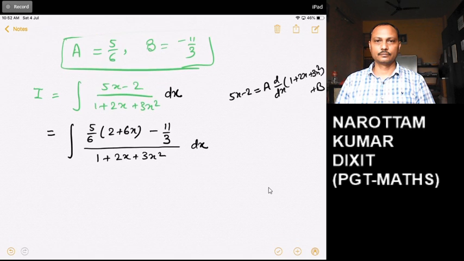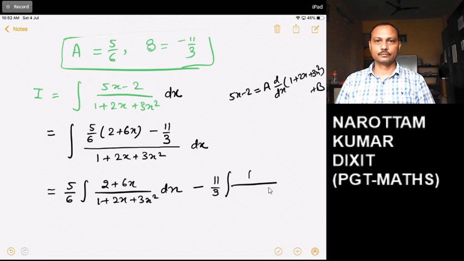Now separate these two terms. So the first one is 5 upon 6 integration of 2 plus 6x divided by 1 plus 2x plus 3x square dx, and the second term is minus 11 upon 3 integration of 1 upon 1 plus 2x plus 3x square.